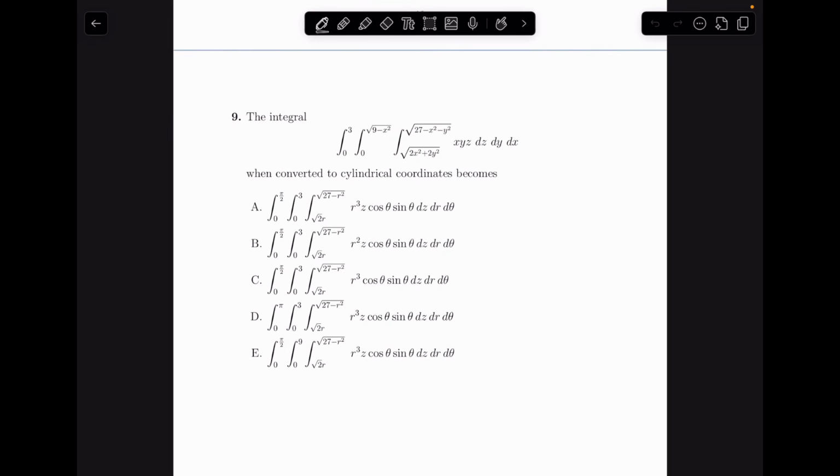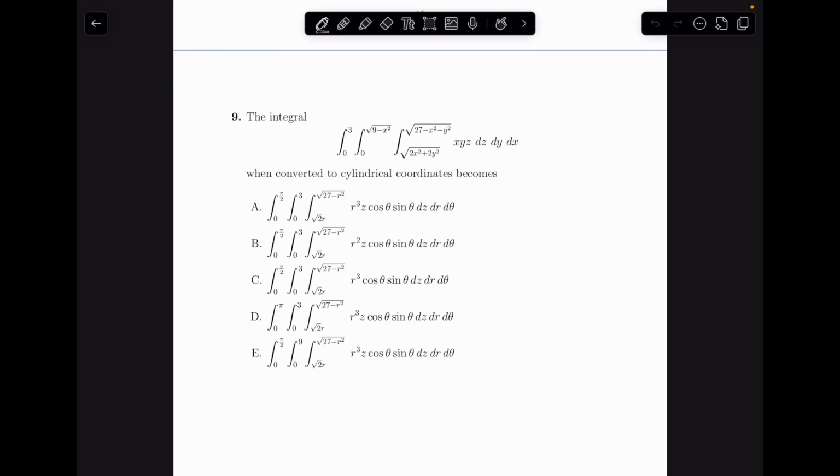Question 9: the integral from 0 to 3, 0 to square root of 9 minus x squared, and square root of 2x squared plus 2y squared to square root of 27 minus x squared minus y squared, xyz dz dy dx. When converted to cylindrical coordinates, it becomes what? Okay, that was a mouthful.